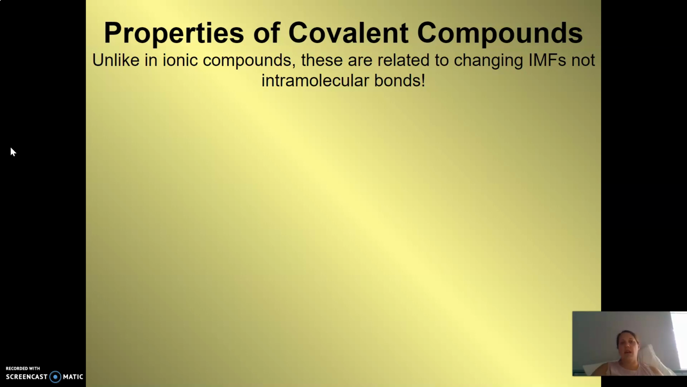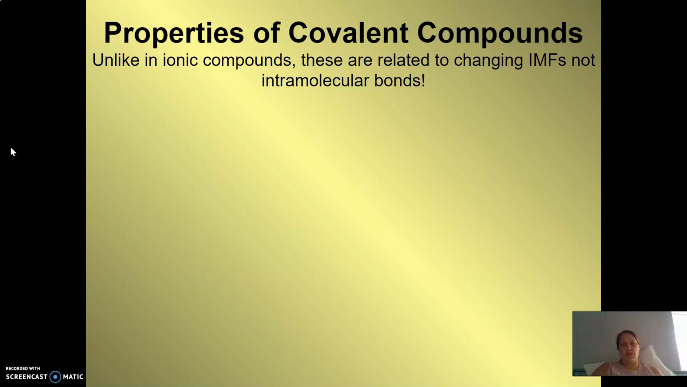So again, in ionic compounds, the properties were determined by the strength of the lattice energy, or the energy of the bonds that holds the ions together in whatever ratio they exist in. In covalent compounds, the properties are determined by the amount of energy that's holding each molecule to the next molecule. And those are your intermolecular forces, whether they be London dispersion forces or hydrogen bonds or dipole-dipole or even ion-dipole. But those forces are definitely not as strong as those intramolecular bonds.